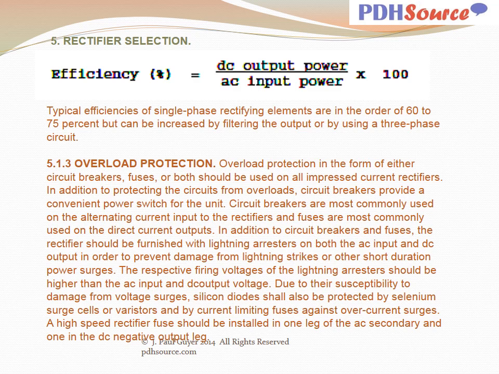In addition to circuit breakers and fuses, the rectifier should be furnished with lightning arrestors on both the AC input and DC output in order to prevent damage from lightning strikes or other short-duration power surges. The respective firing voltages of the lightning arrestors should be higher than the AC input and DC output voltage. Due to their susceptibility to damage from voltage surges, silicon diodes shall also be protected by selenium surge cells or resistors and by current-limiting fuses against overcurrent surges. A high-speed rectifier fuse should be installed in one leg of the AC secondary and one in the DC negative output leg.